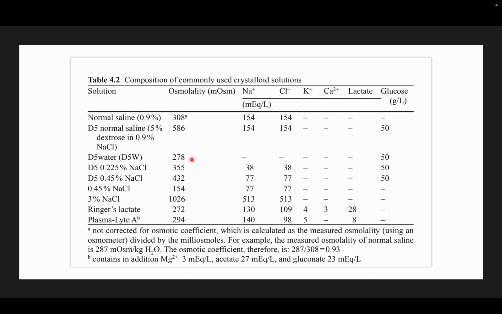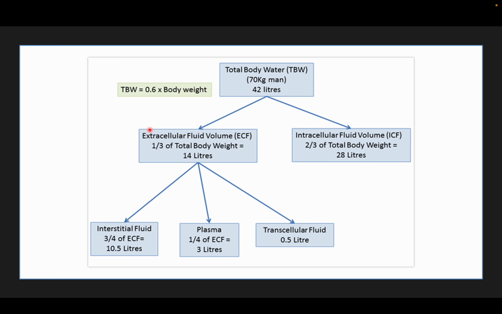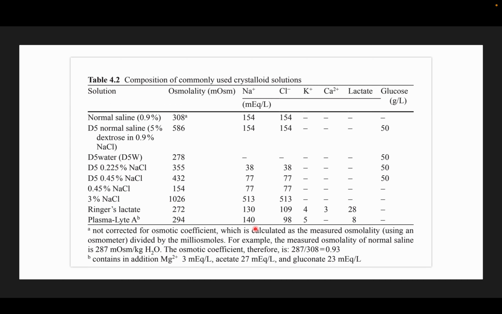Because whatever 5% dextrose you are giving is rapidly metabolized. So whatever fluid you are giving, let's say 500 ml, it is distributed between the intracellular fluid and extracellular fluid: 66% goes into the intracellular fluid, and 1/3 goes into the extracellular fluid. Let's say 500 ml you are giving, around 320 ml goes to the intracellular fluid, 180 ml goes to the extracellular fluid. But if you are giving NaCl, most of it is stored in the extracellular space.